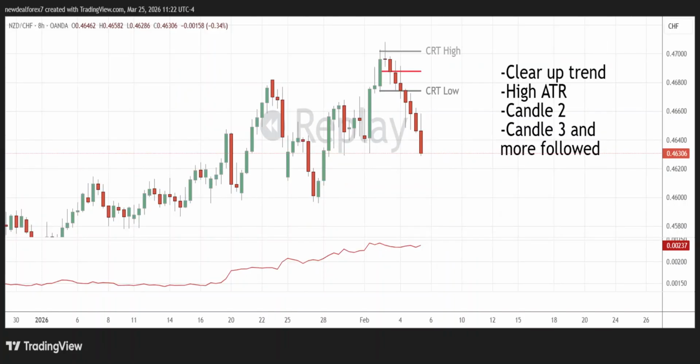Okay. And then here's one more. So you have a clear uptrend from here all the way up. So where's our ATR? ATR is very high. Okay, higher than usual. Okay, remember this isn't trend though. This just shows the pair is getting more and more volatile. So it's higher than average. So I expect candle one, candle two, and then candle three. And it gave you all of that.